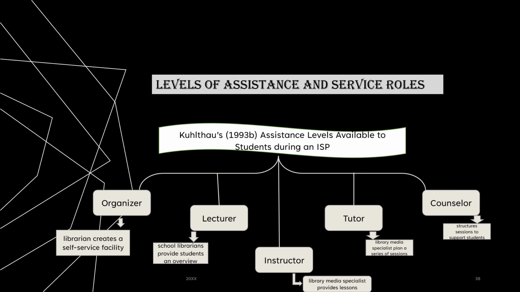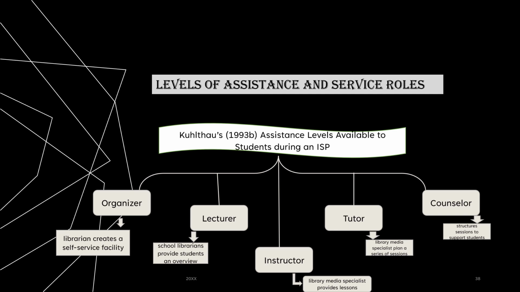The locator or lecturer level. When operating at the locator level, school librarians provide students an overview of library resources, services, and policies with a focus on the location of particular items. The identifier or instructor level. At the identifier level, the library media specialist provides lessons on specific resources or sources and types of sources, and their usefulness to students involved in specific kinds of information tasks.